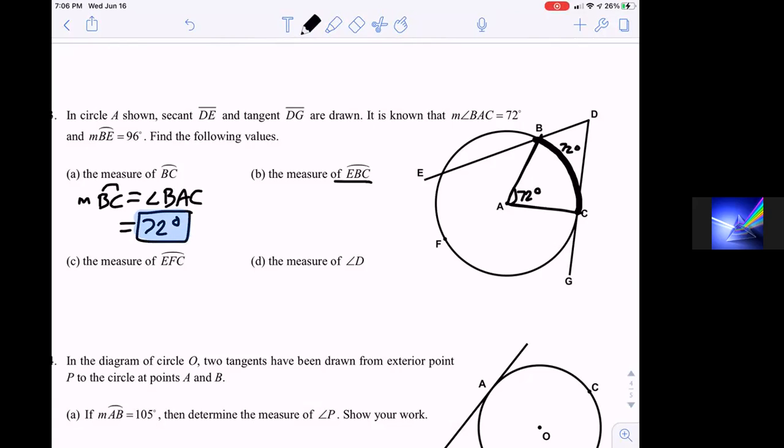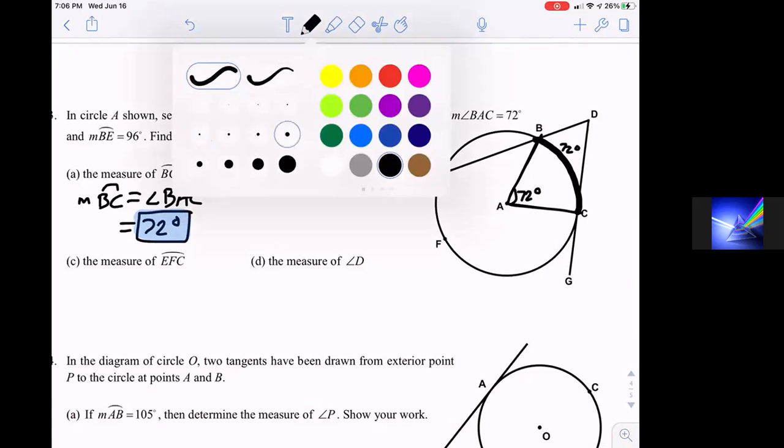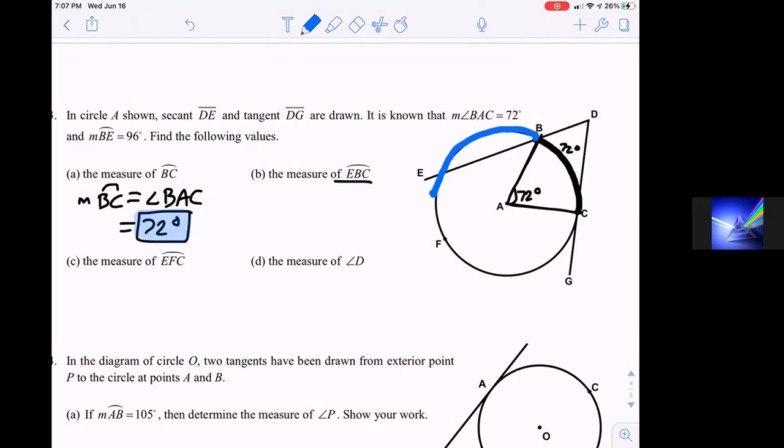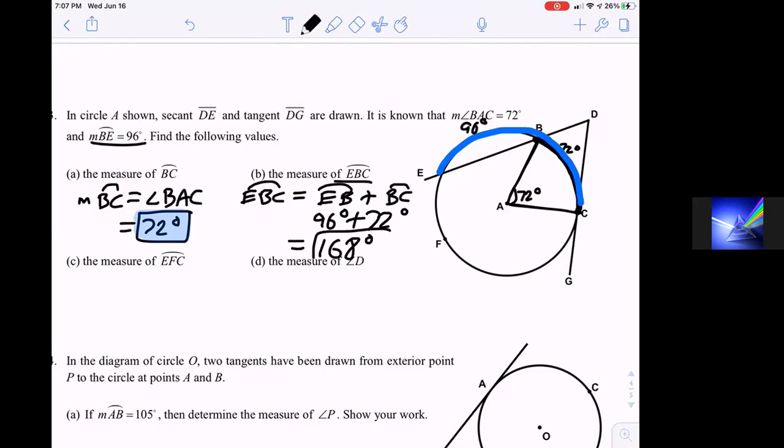But we also need to find other arcs. So what's the measure of arc EBC? I'm going to put that one in blue. EBC would be this one in blue all the way across right here. Here's kind of the way we can figure it out. Arc EBC, that big blue arc, is really arc EB plus arc BC. And we were told that EB, or BE, whichever you want to call it, is 96. So 96 degrees plus the 72 we just found adds up to a total of 168 degrees.